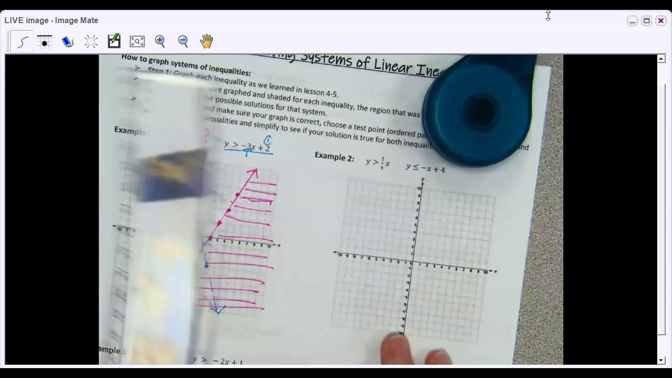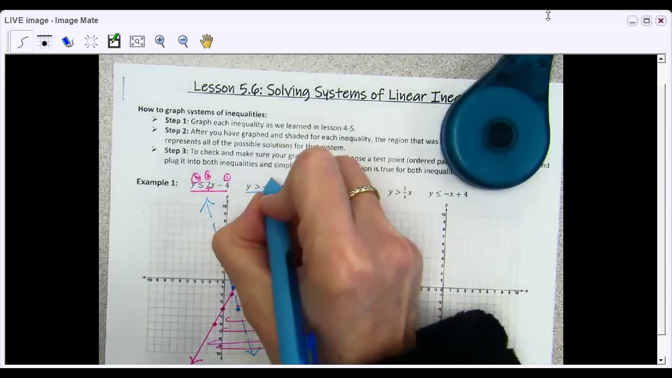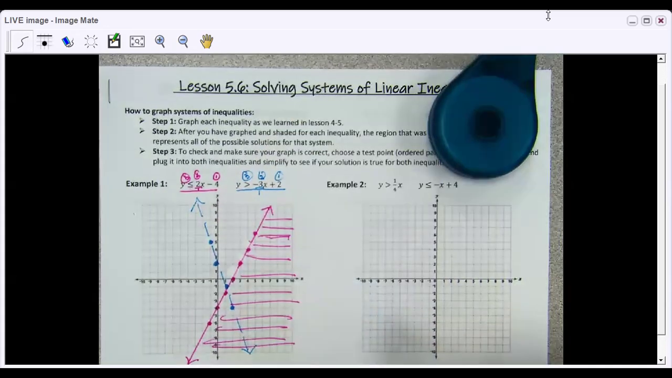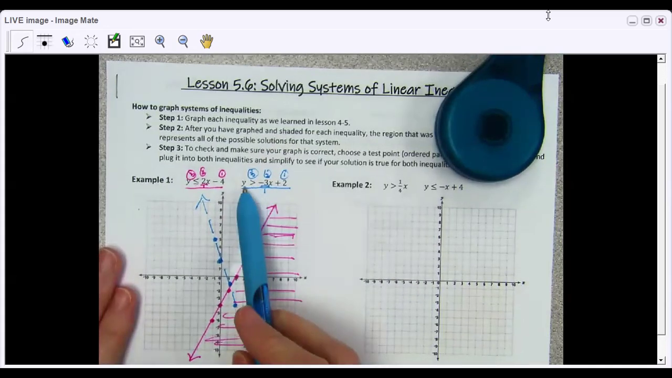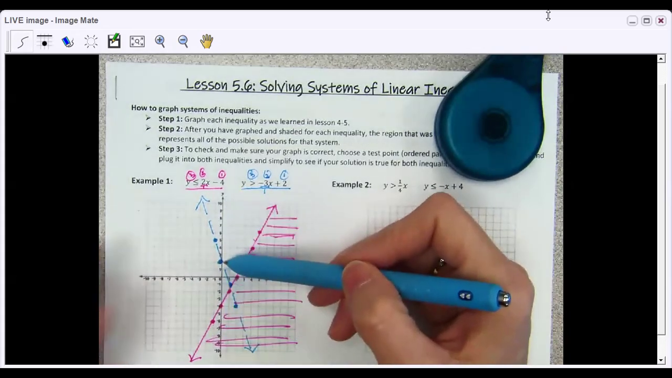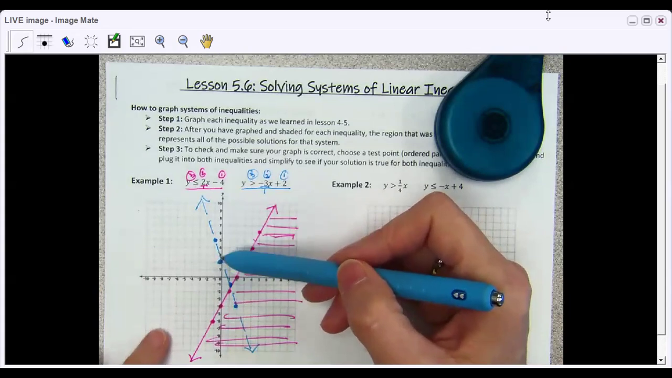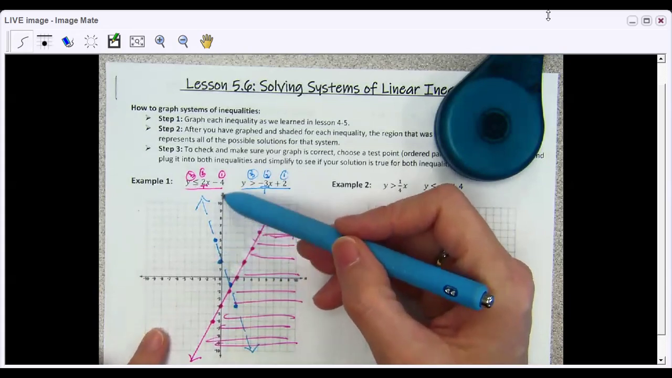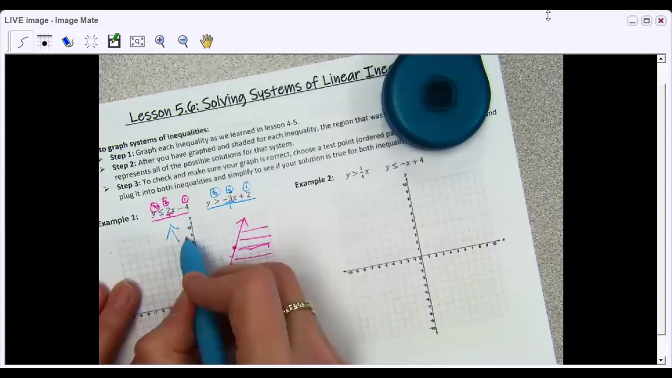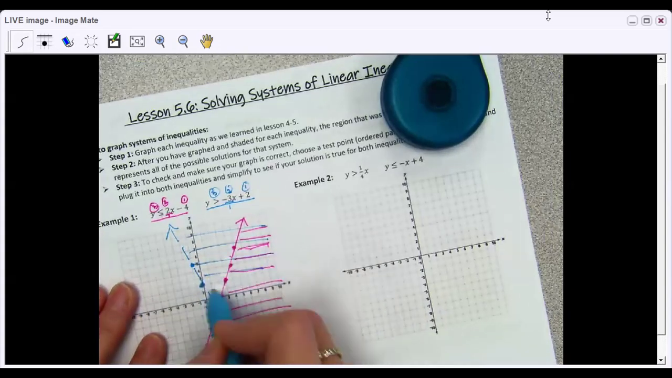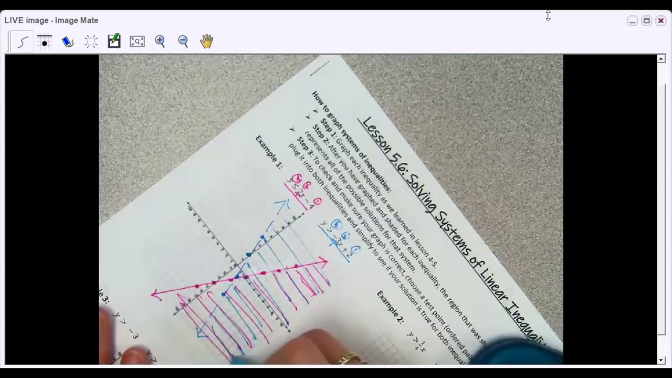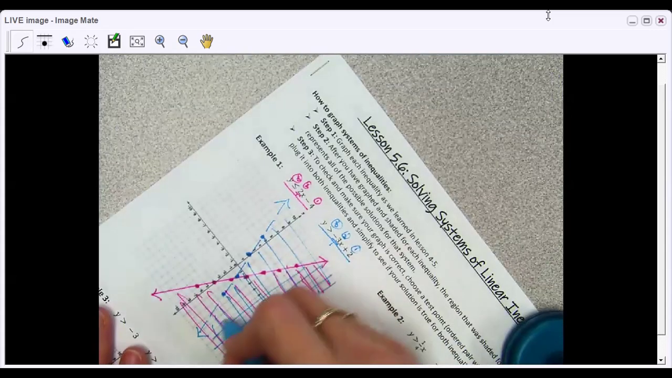And then I have to do my shading. My inequality says that y is greater than. That means when I look at my y-axis, I'm going to shade above that line where my numbers get larger. So my numbers are getting larger on this side of the line. So I'm going to shade here. So do it like this.